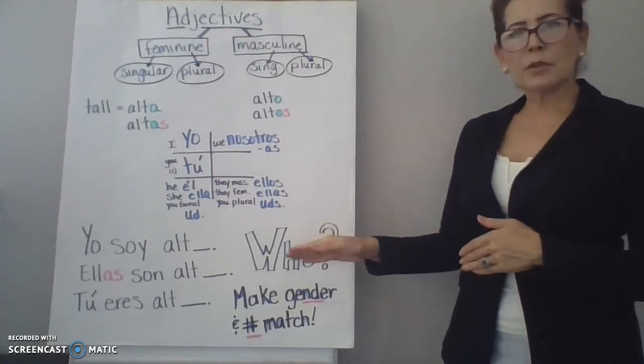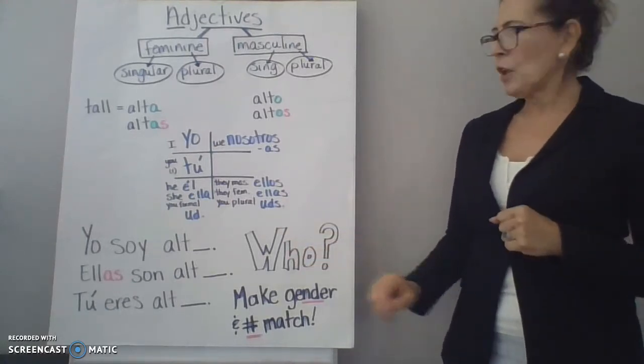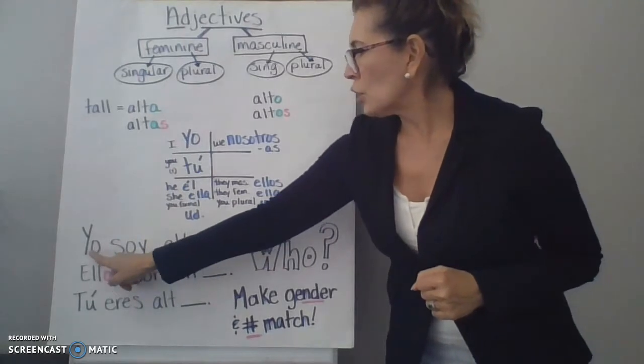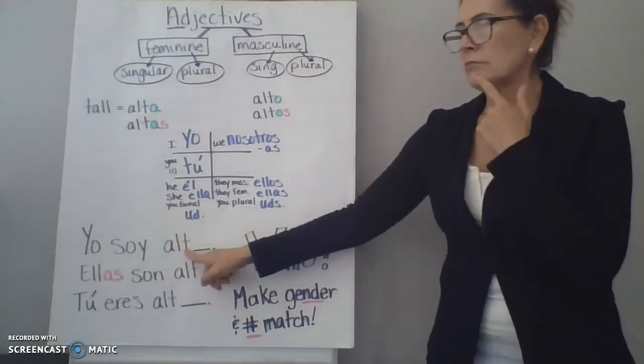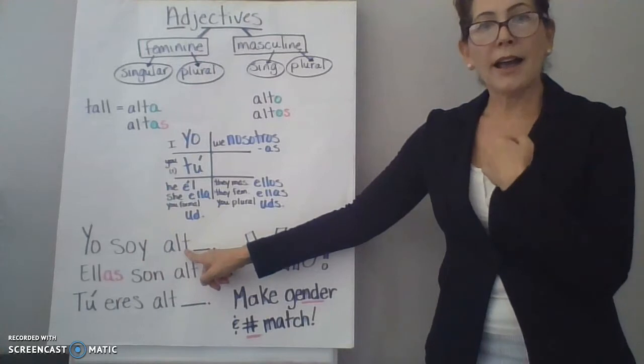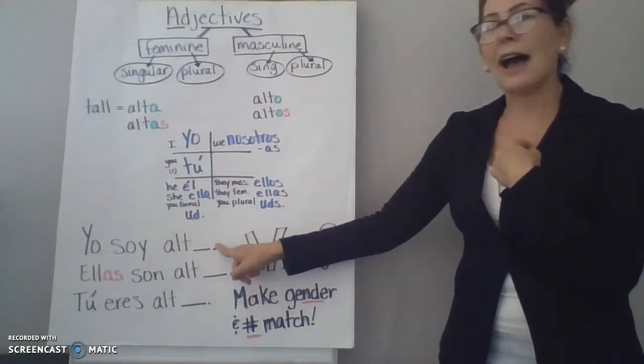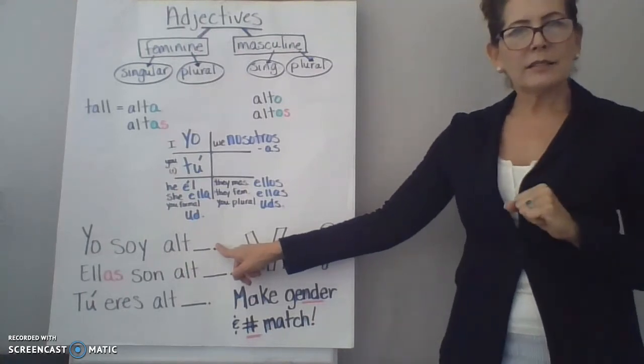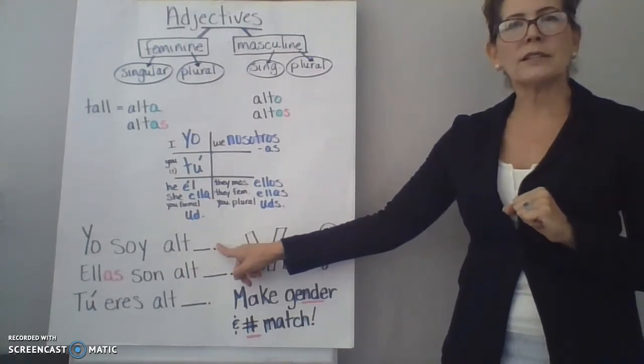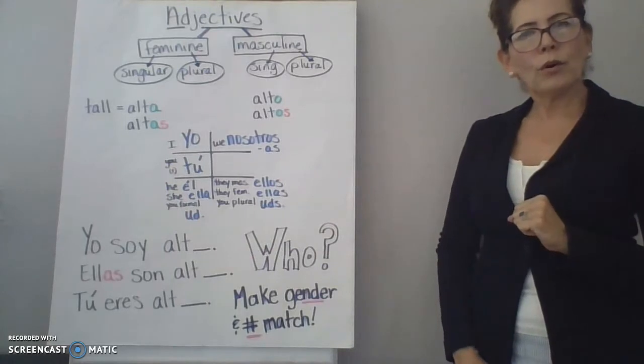Let's try some examples with the verb ser, which we already know. I am tall. Yo soy alto. I am tall. I am feminine. I'm going to say yo soy alta. Miguel, because he's masculine, is going to say yo soy alto.